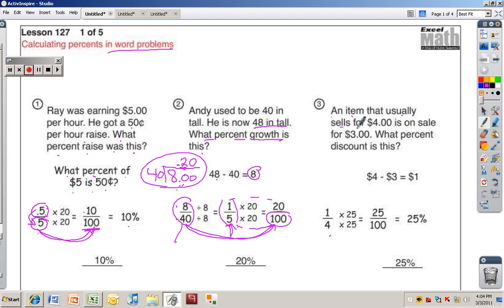But here's 1/4. An item that usually sells for $4 is on sale for $3. What percent discount is this? Well, the discount is $1, and it used to be $4. So 1/4 is the discount. You're taking 1/4 of the price off. You're taking $1 off of $4. So 1/4 is equal to 25/100, which is equal to 25%.